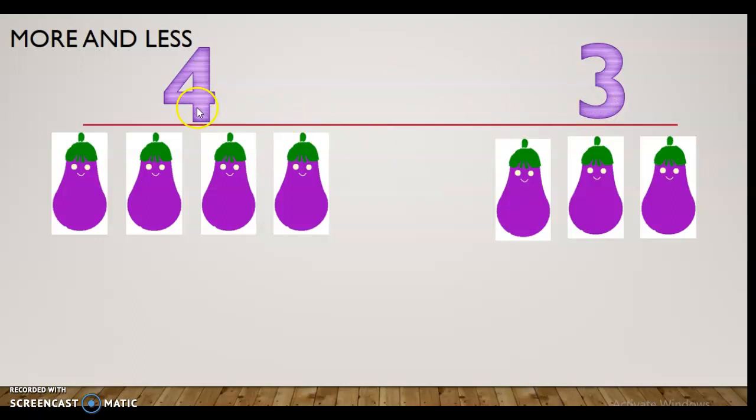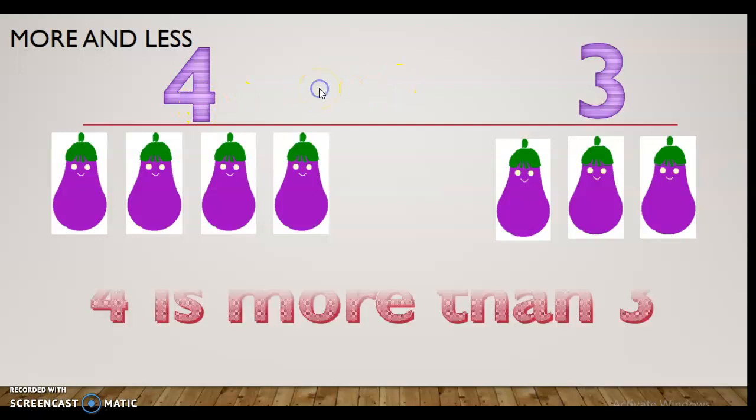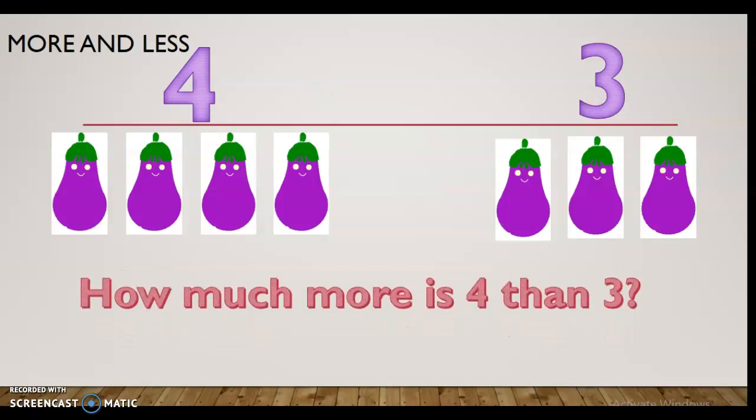Now, if we know our numbers, 1 to 10, we know that 4 comes after 3. So it is more than 3. So 4 is more than 3. But how much more is 4 than 3?